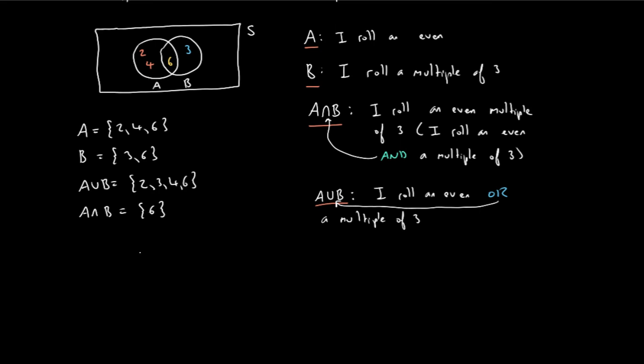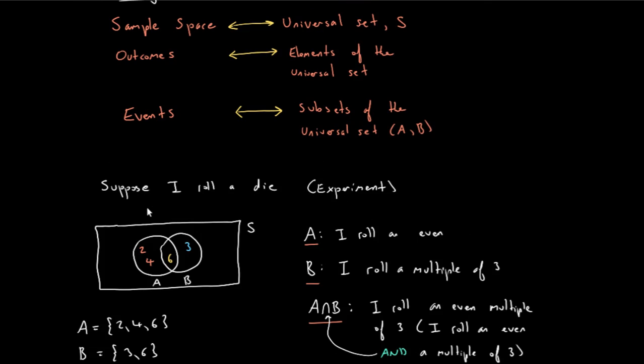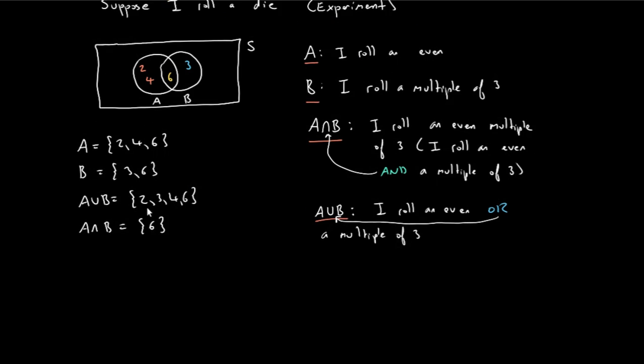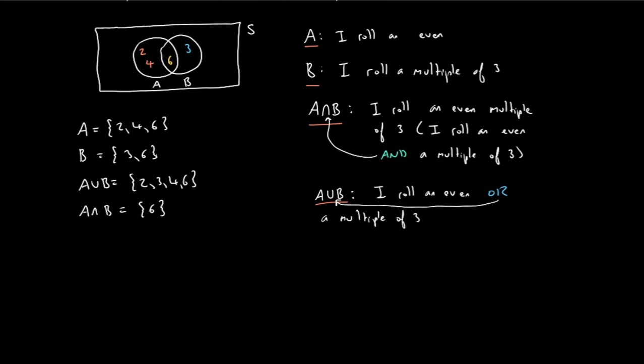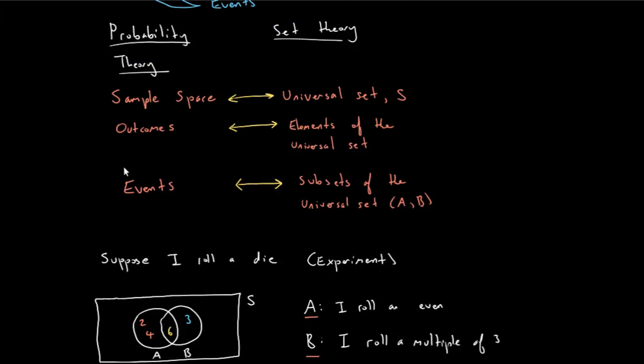And of course, 2, 3, 4, and 6 are all the numbers that are either even or a multiple of 3. So again, what I've done here is I've said a bunch of nothing about what I promised I'd say. So let's get to that point.